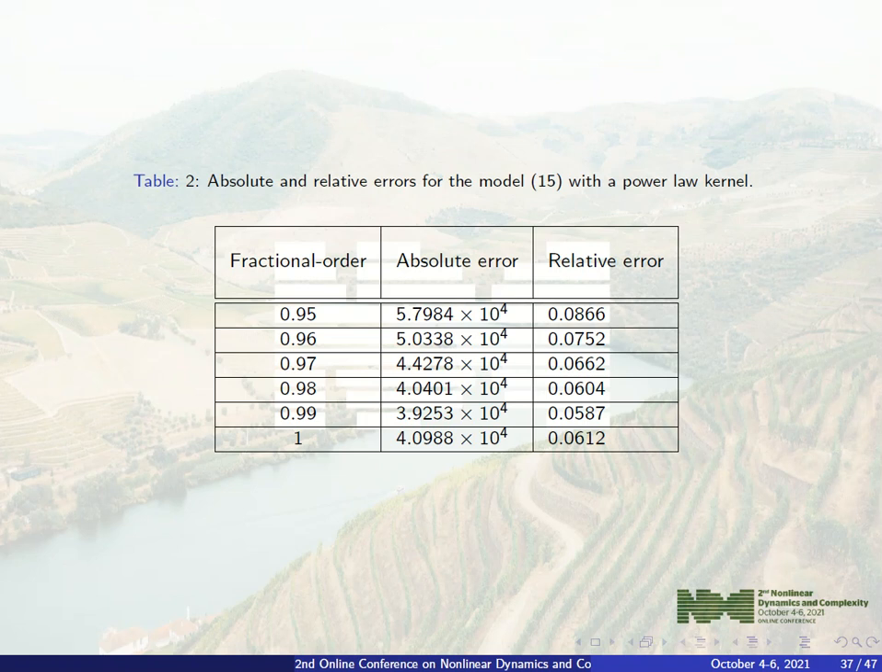Table 2 shows the absolute and relative errors via using the power law kernels for different fractional orders. The best fractional order is 0.99. Table 3 shows the absolute and relative errors via using Mittag-Leffler kernels for different fractional orders. The best fractional order is 0.99. Table 4 shows the absolute and relative errors via using the exponential kernel for different fractional orders. Also, you can see the best fractional order is 0.99.